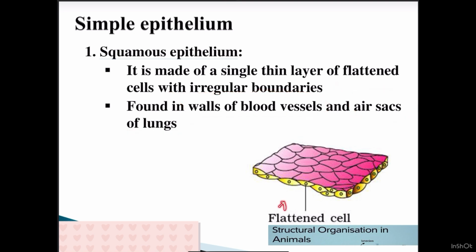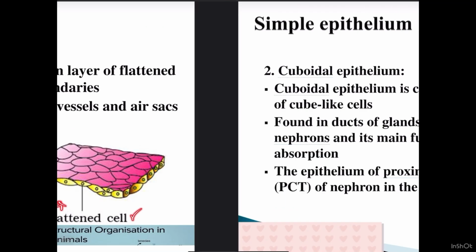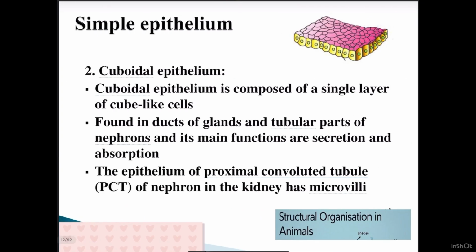And this is a diagram based question. The cells here are flat cells. Cuboidal epithelial tissue is also made up of a single layer of cells, and it has cube-like cells. It's found in ducts of glands and tubular parts of a nephron like the PCT, Henle's loop and DCT. Its main functions are secretion and absorption.